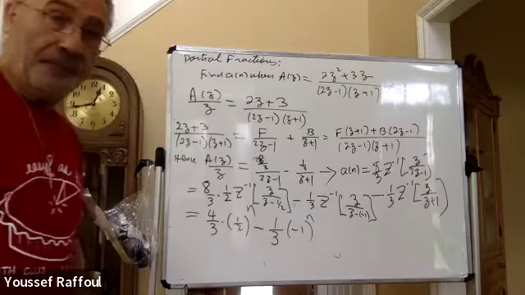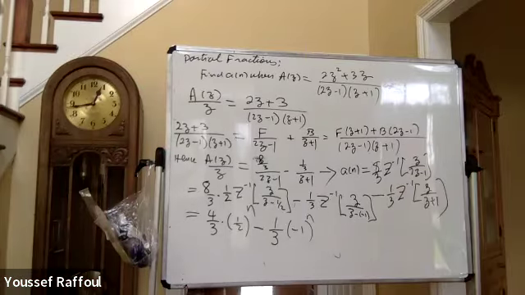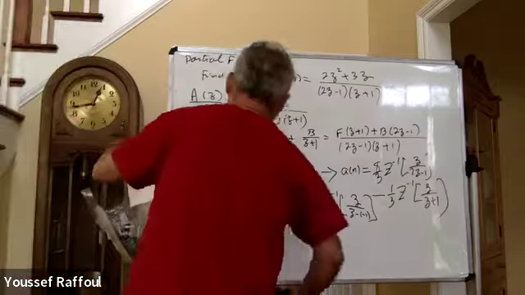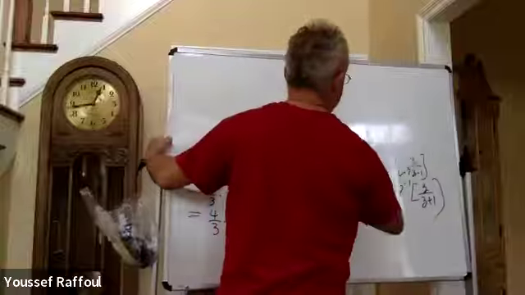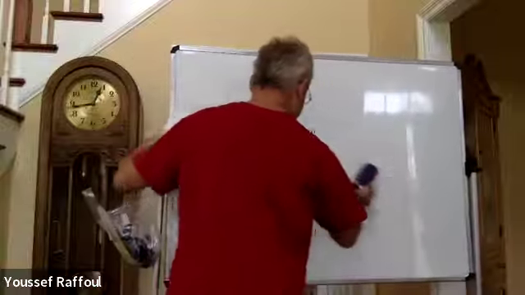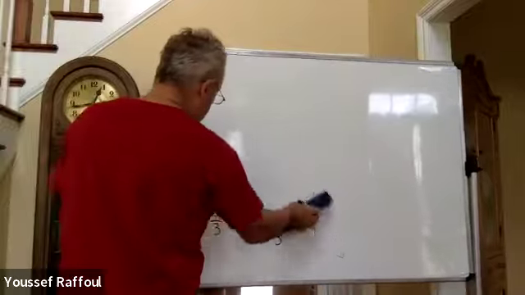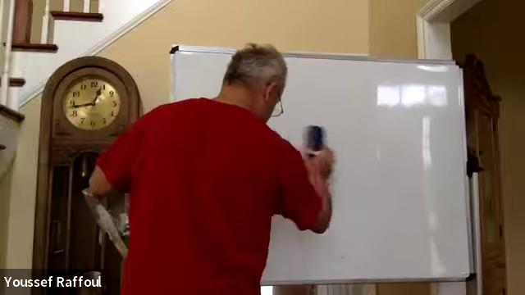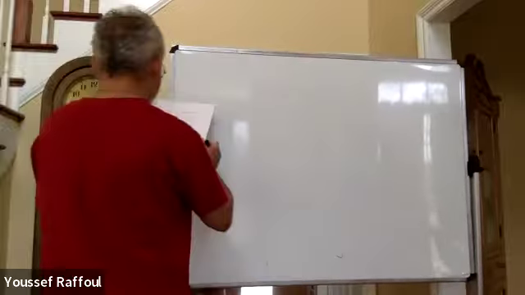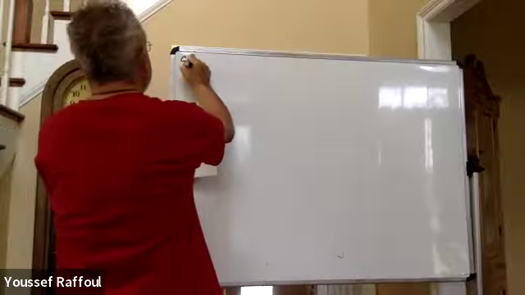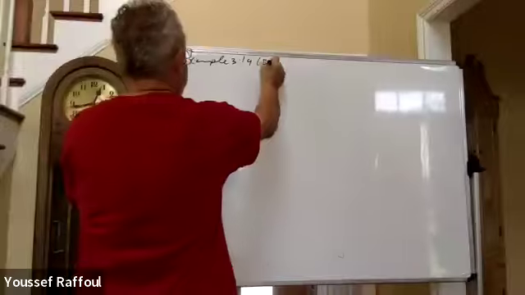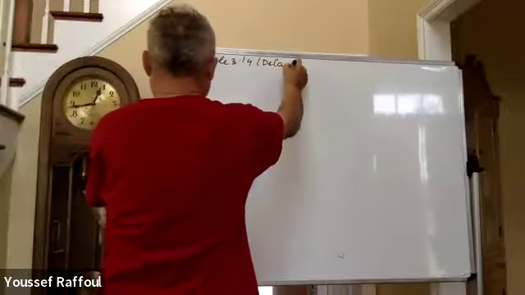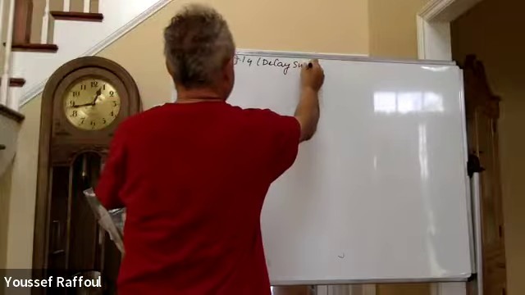Any questions? Okay. Well, why do we use the z transform? Well, we use it to solve some equations. So this is example 3.19. This is delay switch.